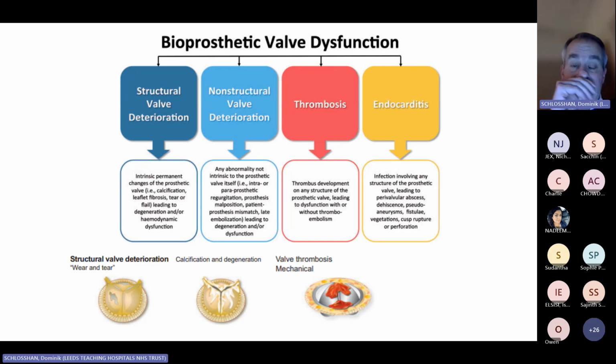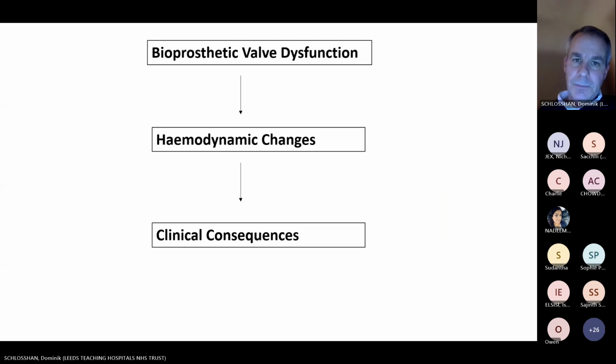It is important to differentiate structural and non-structural valve degeneration. Because one of them is wear and tear and is the nature of the actual valve, and you can blame the actual valve make. But with non-structural valve deterioration, you might have a perfectly well-placed valve in there, but it actually has nothing to do with the actual make. It might have something to do with you put too small a valve in, surgical technique, etc. So it is important to differentiate.